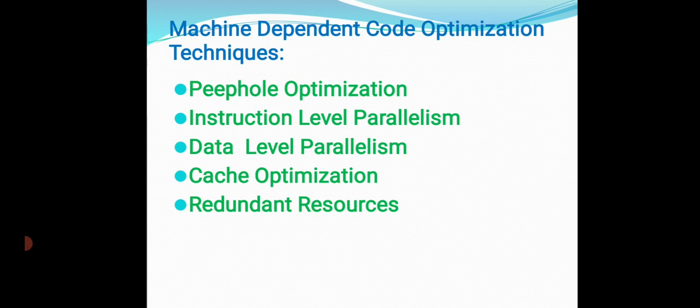We have four basic phases of an instruction: fetch, decode, execute, and store. We can execute instructions in parallel by overlapping all these four phases, and this is called pipelining. So instruction level parallelism, or pipelining, can be used to run instructions in parallel and increase the efficiency of the code. Another technique for machine dependent code optimization is data level parallelism.